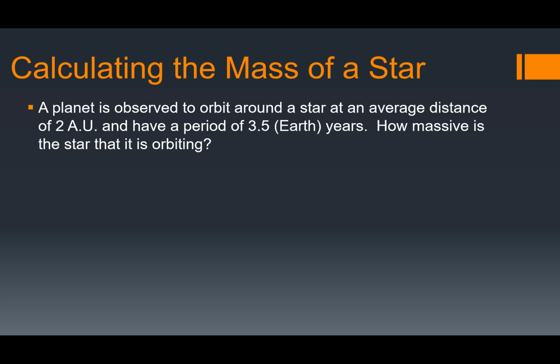So let's go ahead and do a practice calculation. Let's say that we observe a planet orbiting around a star, and its average distance is 2 astronomical units, and it has a period of 3.5 Earth years. How massive is the star orbiting it? Now, what we know is that the semi-major axis, a, is 2 AU. We also know that the period is 3.5 years. Well, if we want to solve for the mass of that central object in solar units, all we have to do is take a cubed over p squared.